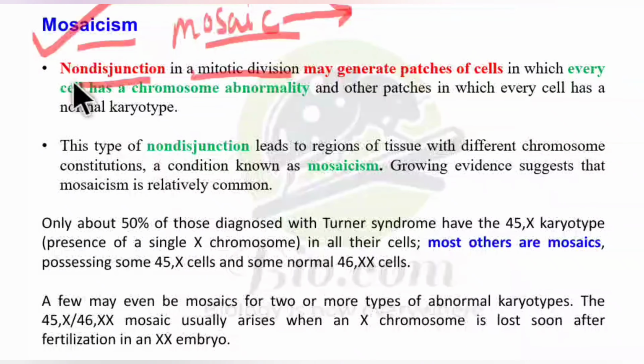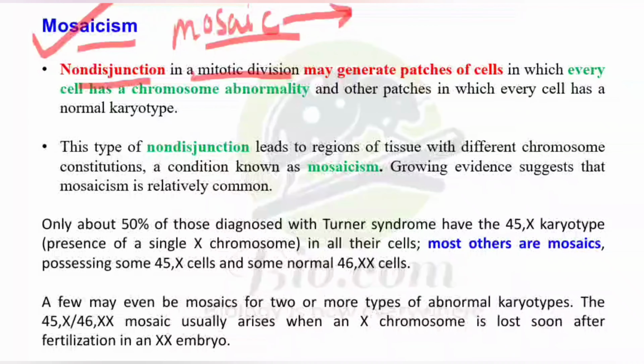Now what is non-disjunction? So basically a non-disjunction refers to the failure of the homologous chromosomes or the sister chromatids to separate properly in meiosis or mitosis. So it means कि जो homologous chromosomes हैं या जो sister chromatids हैं वो properly during mitosis और meiosis separate नहीं हो पाते हैं, and that is known as non-disjunction. So basically जो mosaic है it is formed due to the non-disjunction in a mitotic division which may generate patches of cells, and every cell has a chromosomal abnormality.